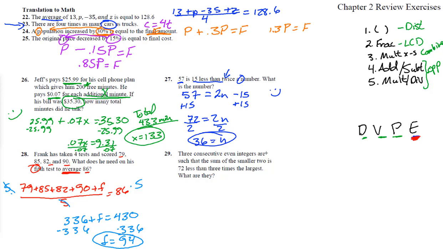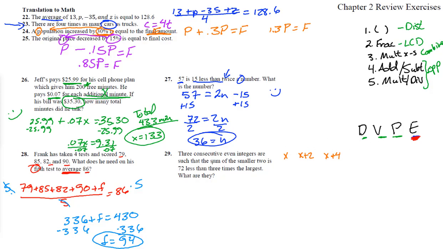3 consecutive even integers are such that, okay, let's start. We know what consecutive is. Even: if you start off with an x, the next even one is 2 higher than that, and the next even one is 4 higher than that. So if we started with like 36, then it'd be 38 and 40. Okay, are such that, here's where, okay, we've got our variables.